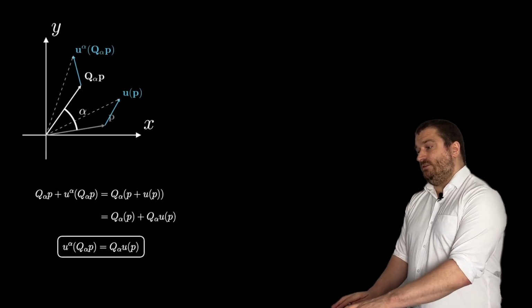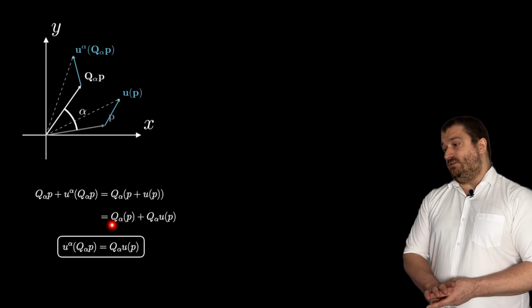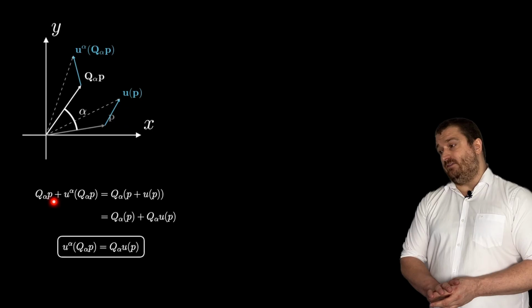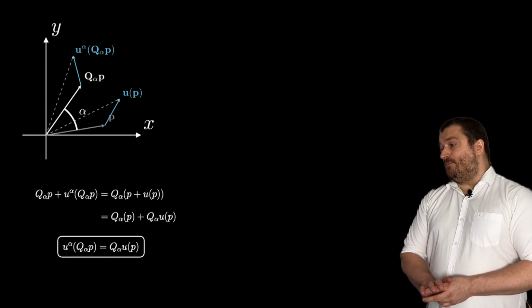So then we'll just distribute out the right-hand side, and just by disregarding the rotation q alpha of p on the left and right hand sides, we obtain the transformation law.